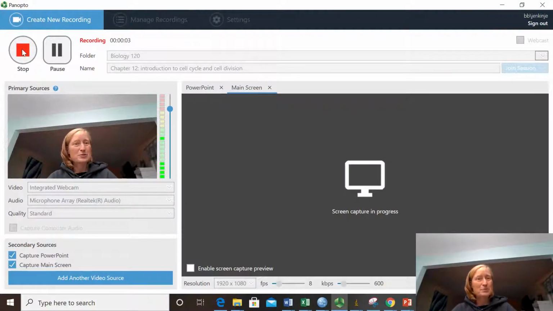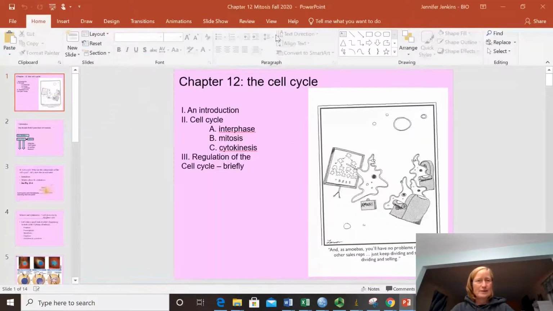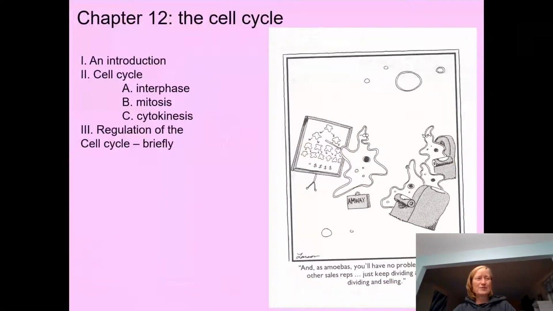Hello, today we're going to start Chapter 12. Chapter 12 focuses on the cell cycle. So we're going to be looking at mitosis in Chapter 12 primarily. So let me get to our PowerPoint. And here we are, Chapter 12, the cell cycle.